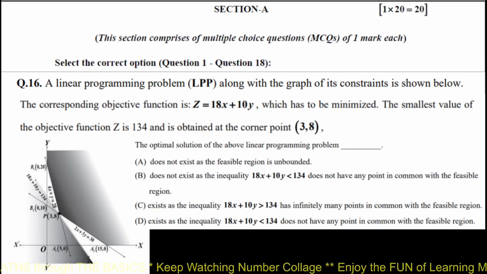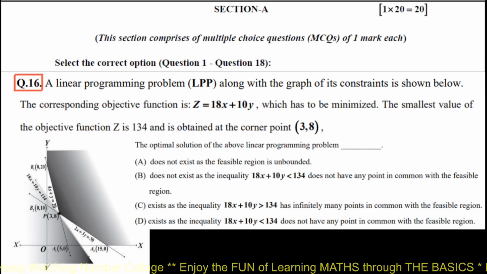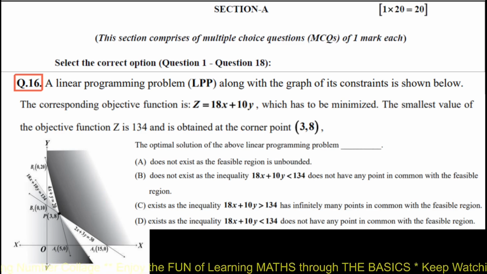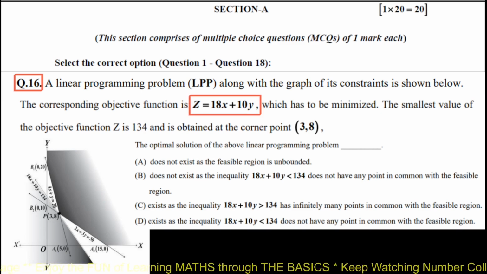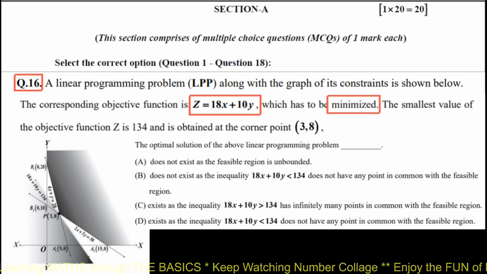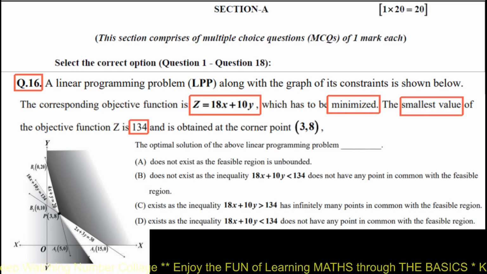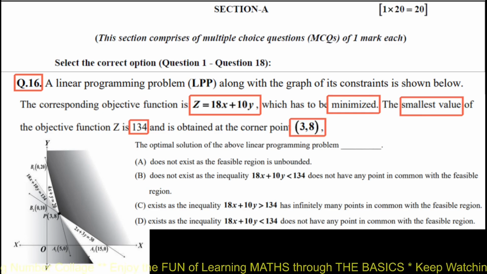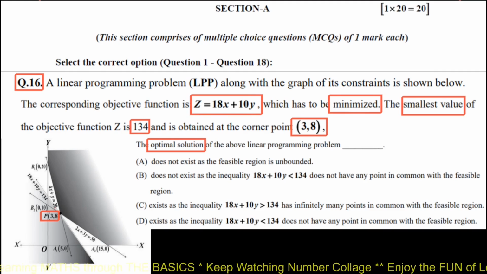Question 16. An LPP along with the graph of its constraint is shown below. The corresponding objective function is z equals 18x plus 10y, which has to be minimized. The smallest value of the objective function z is 134 and it is obtained at the corner point (3, 8). Here we have to select the correct option for the optimal solution of the above LPP.